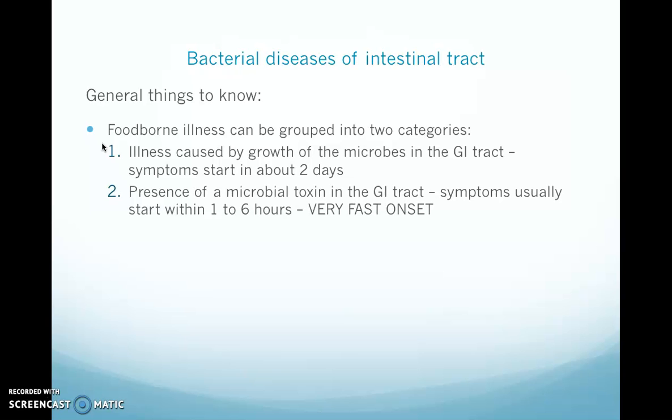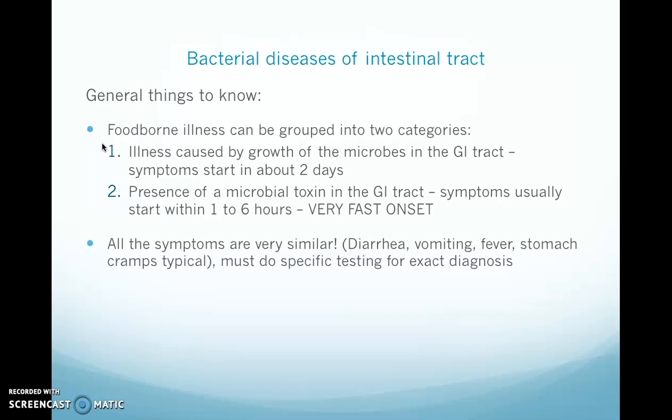This is presence of some kind of toxin in the GI tract. So you're getting sick by ingesting poison or toxin that the microbes are producing. Those toxins hit your body all at once, and the main difference is how fast that affects your body. Symptoms usually start within 1 to 6 hours. It's a very fast onset. The symptoms themselves are very similar, but the timeline is very different.